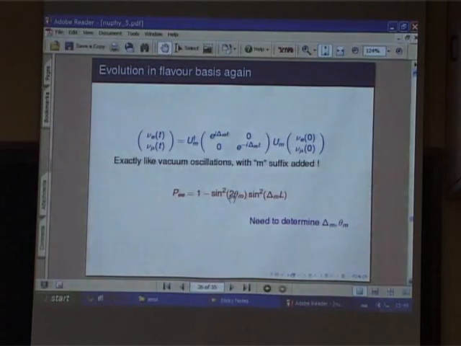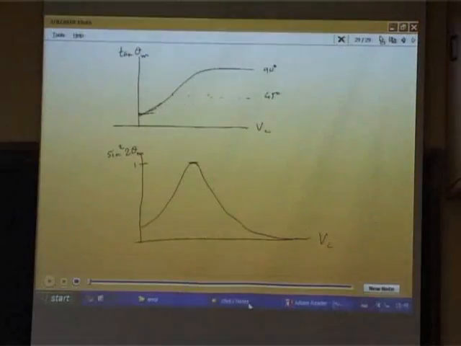So this point where this happens is called the MSW resonance. This is named after Mikheyev, Smirnov, and Wolfenstein.